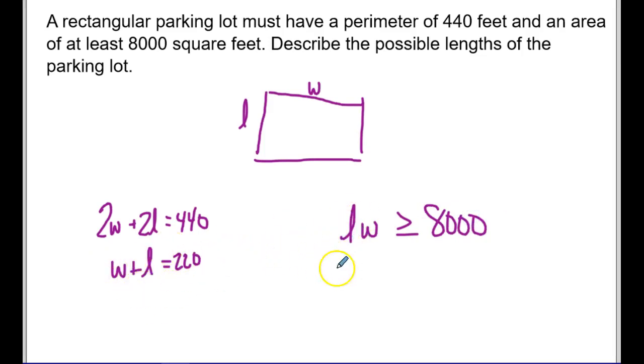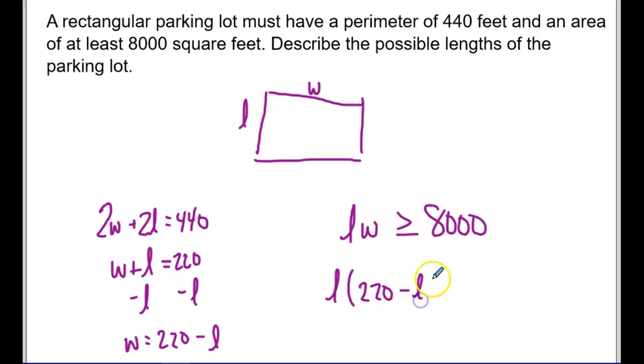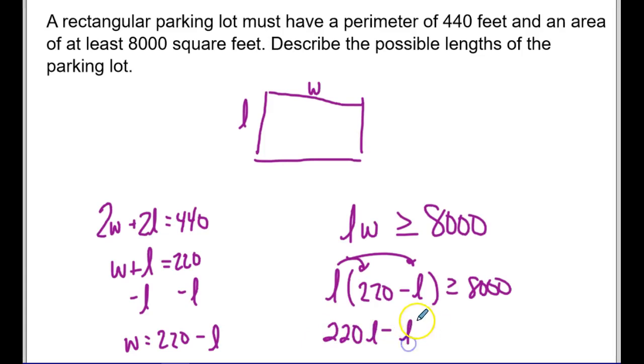So I have some W and L, and I have two equations. So let's go ahead and solve for my W over here. To do that, I subtract L from both sides. So W equals 220 minus L. So let's substitute. So I have L times 220 minus L is greater than or equal to 8,000. So I can distribute this. So I have 220L minus L squared greater than or equal to 8,000.